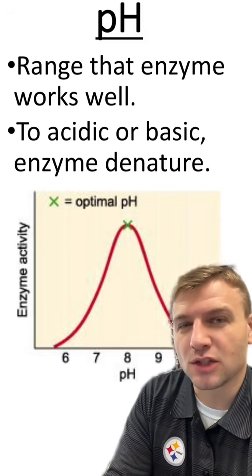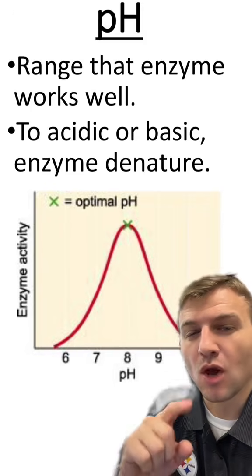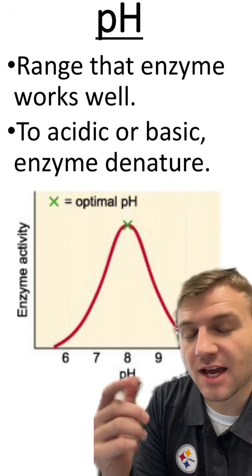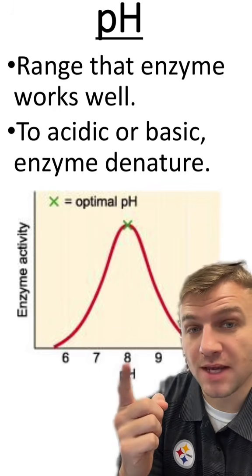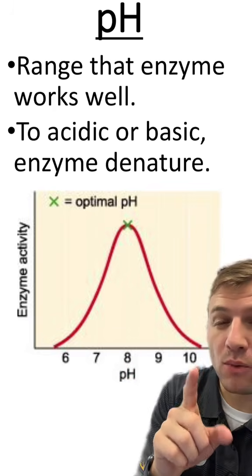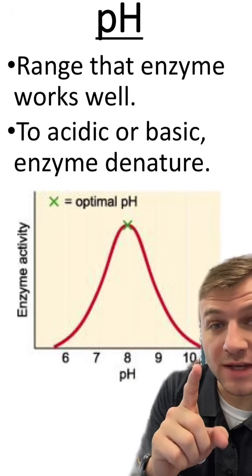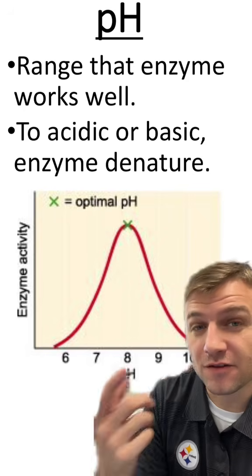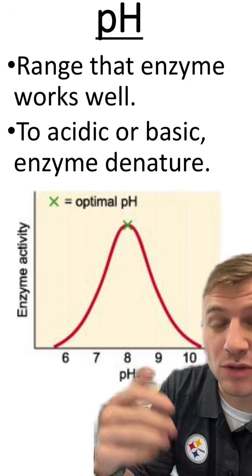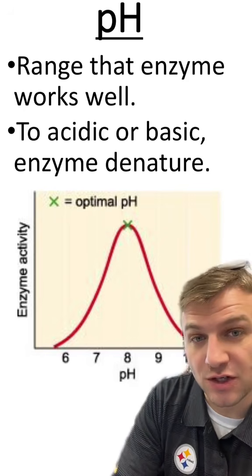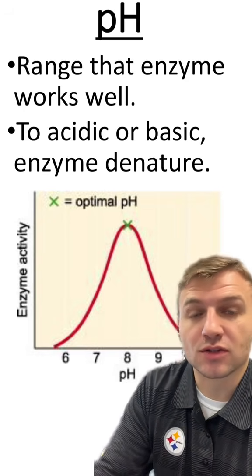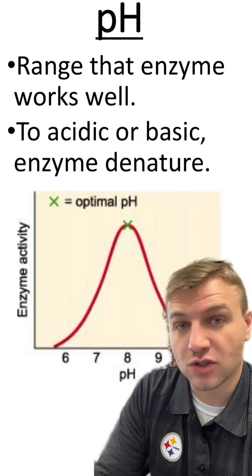pH is pretty similar to how temperature affects enzymes, where there will be a range where the enzyme functions and there will be an optimal pH. However, there will be a point where the pH becomes too basic or too acidic. For this enzyme, past 10 and below 6, the enzyme is going to denature, which again means that it will start to unfold and lose its structure and lose its function.